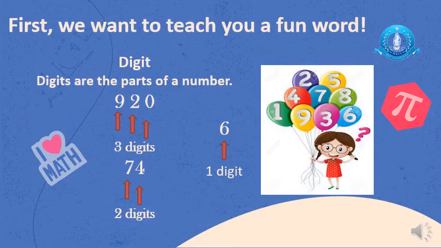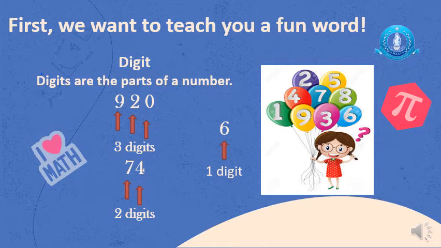First we want to teach you a fun word, digit. What is this word? Digit. Let's see together. Digit. Okay. Now question is, why are we learning about digit? Let me relate this word from the previous slide. The previous slide was place value, and what was the definition of place value? The value of each digit in a number. Now we will see what the word digit means and what digits are.